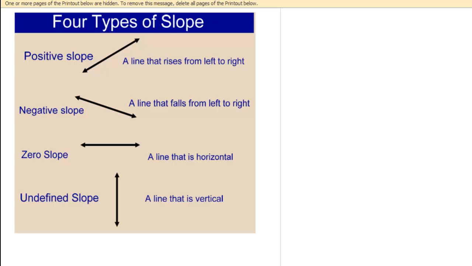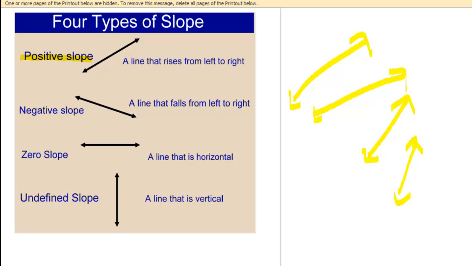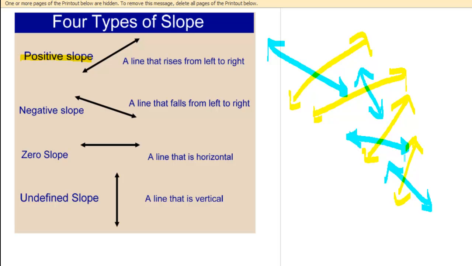So this brings us to our 4 types of slope. We have a positive slope. Positive slopes are always, think of them as always rising from left to right. They'll always go up like this, even though technically we have an arrow on the bottom as well. Negative slopes fall from left to right, so they always come down this way. Some are steeper than others, but they always come down that way.